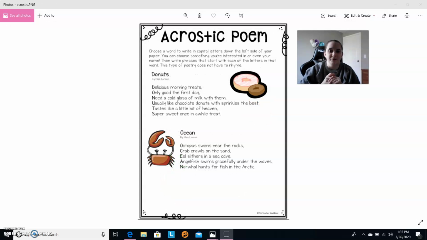This is probably my favorite poem. An acrostic poem is where you select one word and each letter in that word becomes a line in the poem. So for example, the first one that they chose is donuts. That means each of the lines had to start with the next letter. D-O-N-U-T-S. Delicious morning treats. Only good the first day.